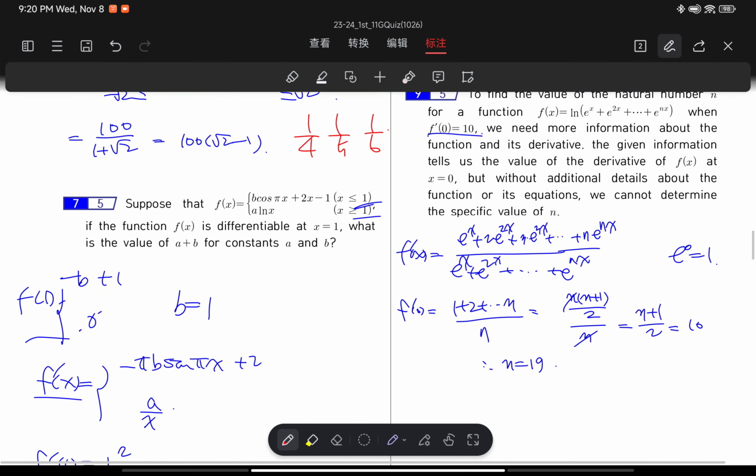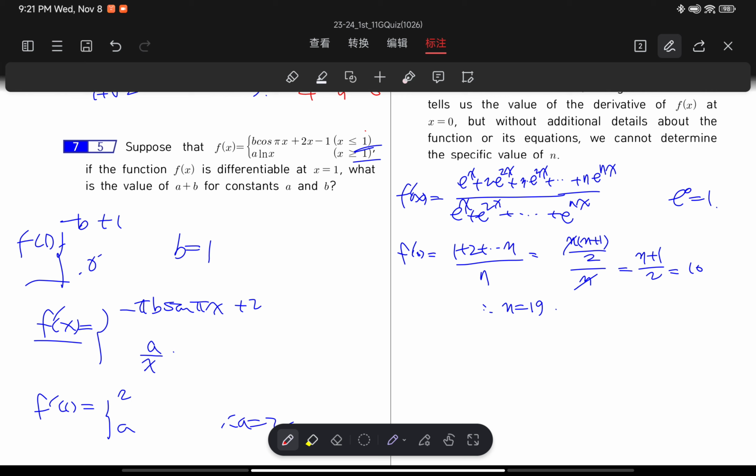Okay. And 7. Suppose f(x) equals this here. Actually these are already some exercises practiced during our school classes. So if a function is differentiable at a point, it means that f(x) is continuous there, and the right hand derivative and left hand derivative are equal to each other. So put x equal to 1, then we can find b equal to 1.